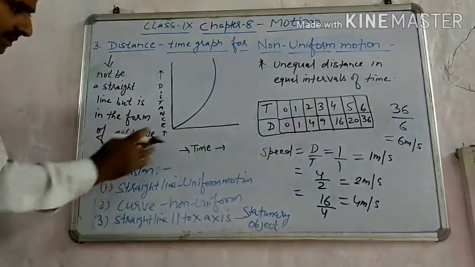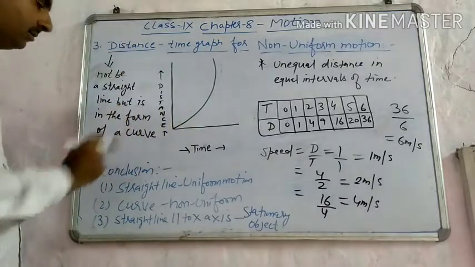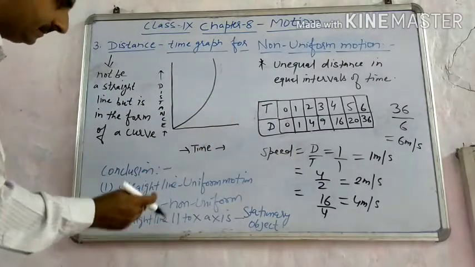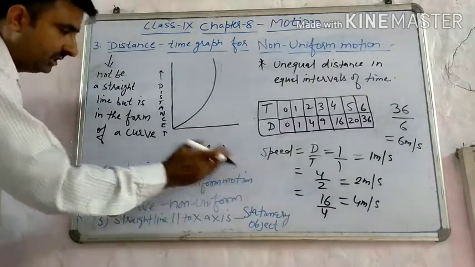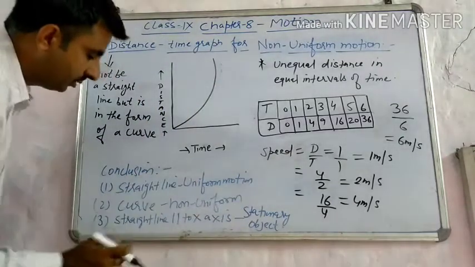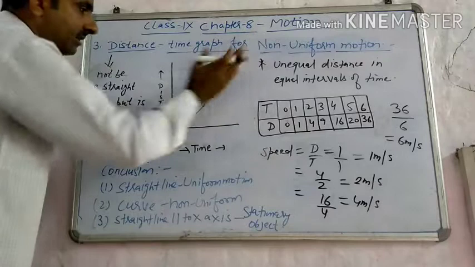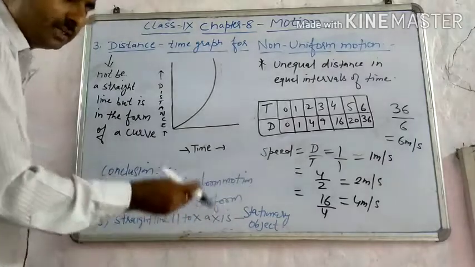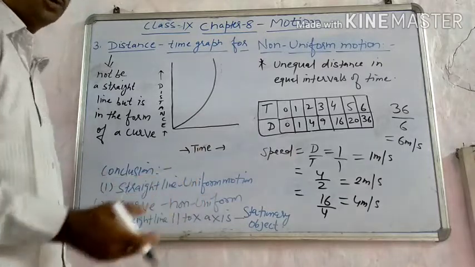So we conclude from all these three examples that if the graph of an object is a straight line, then we can say that it is in uniform motion. If it is in the form of a curve, then it is non-uniform motion. And if the graph is just a straight line that is parallel to the x-axis, then we can say that the object is at a stationary position.